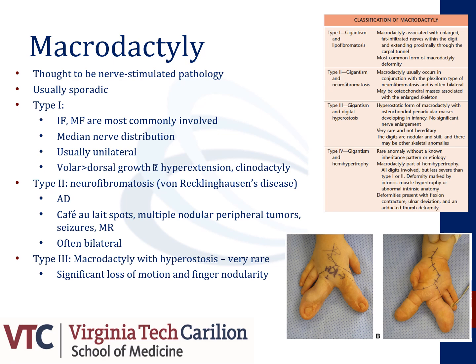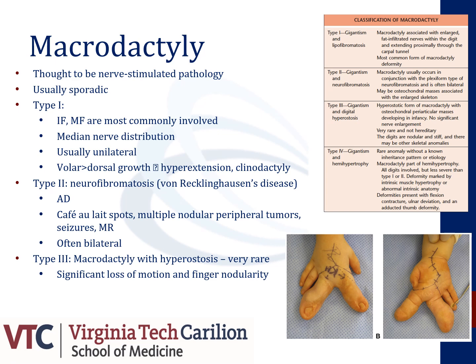Macrodactyly refers to disproportionately large digits, either present at birth or which develop within the first few years of life. Typically, the onset is sporadic. Most commonly, it's an isolated anomaly associated with lipofibromatosis of a more proximal nerve, though there are associations with neurofibromatosis as well. Classification is based upon the etiology of the macrodactyly.